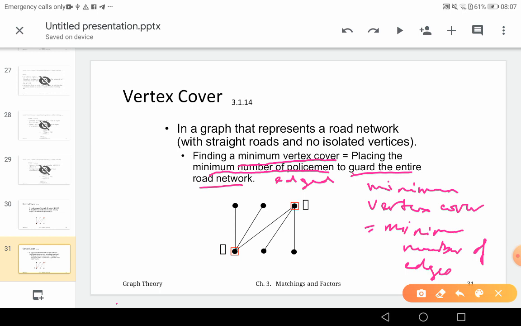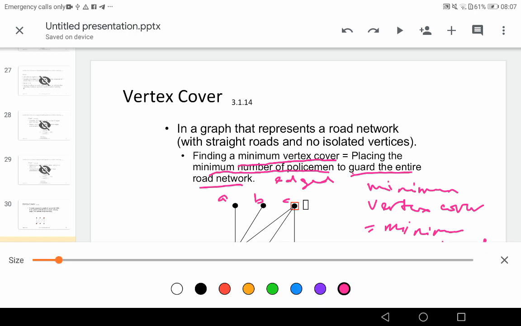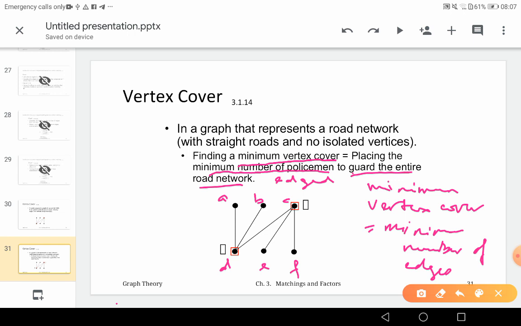Here we have A, B, C, D, E, F. If you put the policeman at A, you only cover the road A and D. If you put the policeman at F, you only cover the road of C and D. And if you put one at E, you only cover this road. So there are many policemen you have to put, and this means you have 5 policemen.